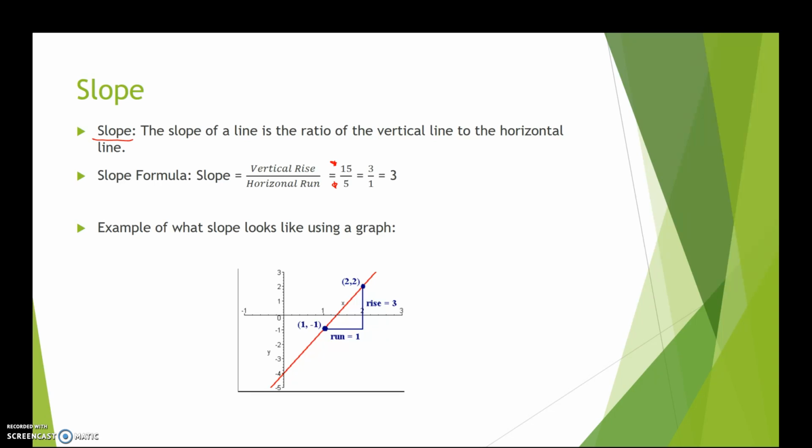And this example right here has the slope. So we have our graph, our vertical line, and notice we have a rise of 3 and a run of 1 based on these 2 points. So that's what you're going to be working with, is slope in this section.